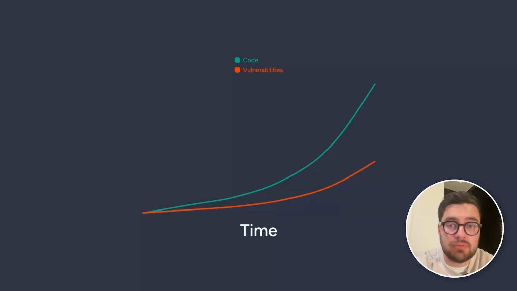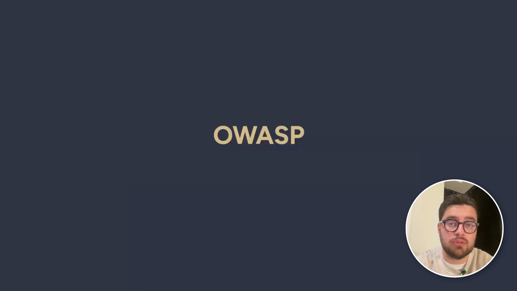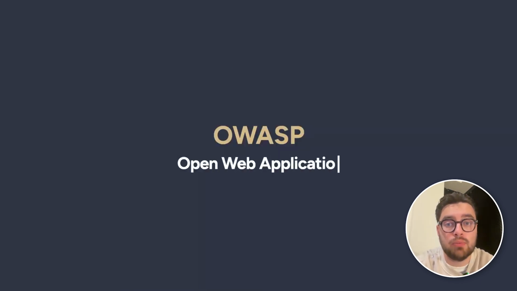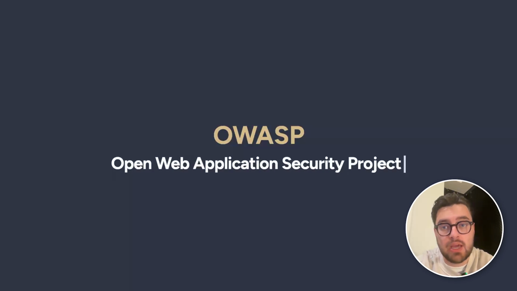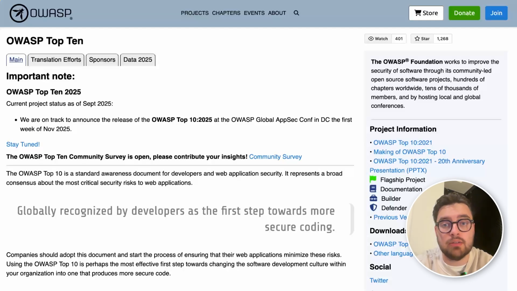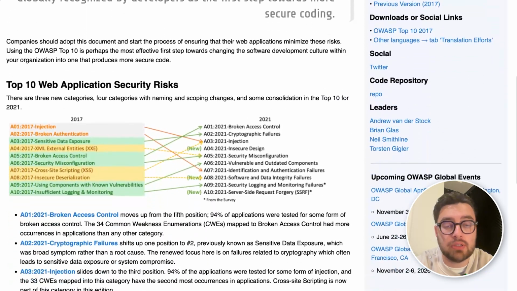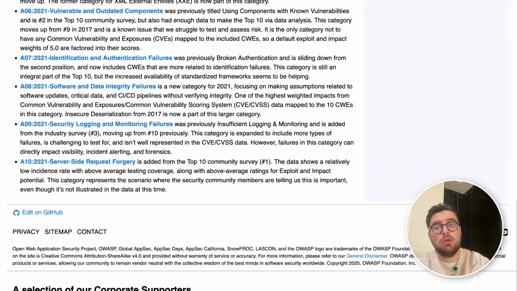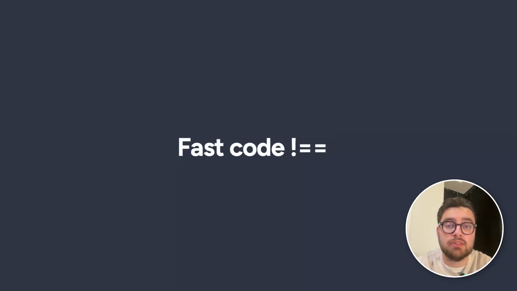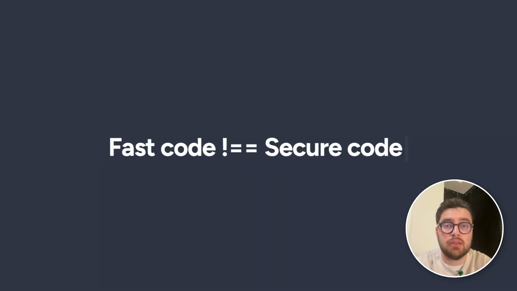I was at a tech conference in London recently, and there was this awesome talk on the OWASP Top 10. OWASP stands for Open Web Application Security Project, and the OWASP Top 10 is a list of the most critical web application security risks. While AI helps us write code faster, it doesn't automatically make that code more secure.